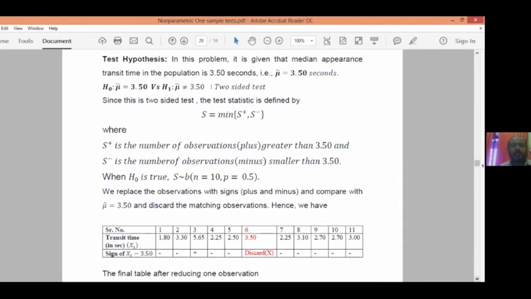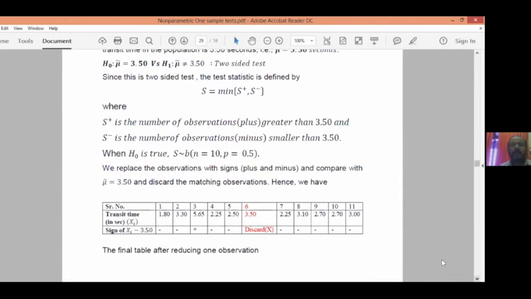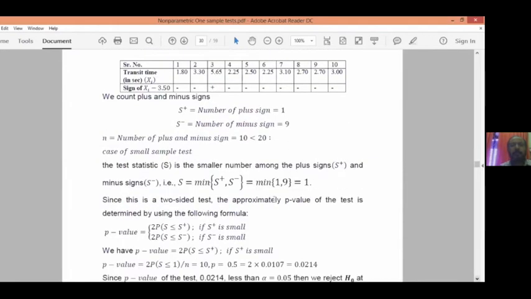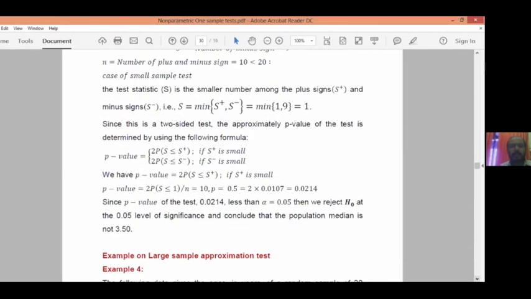In the two-tailed case, the test statistic is the minimum of the number of plus signs and the number of minus signs. So a similar idea is adopted here, as in the previous two examples. Then finally we look at the minimum value. This is the test statistic value. Then we get the critical value, and check and compare.